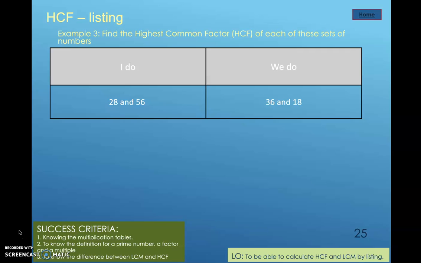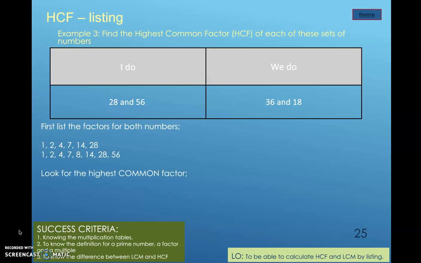Again now, with the I do. So, we first list the factors for both numbers. We then look for the highest common factor, which we find to be 14. So now, can you pause the video and give the we do a go?